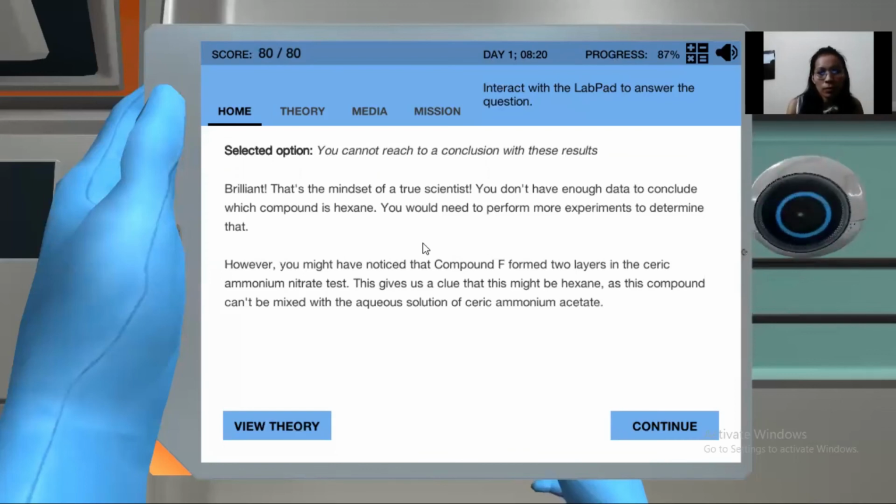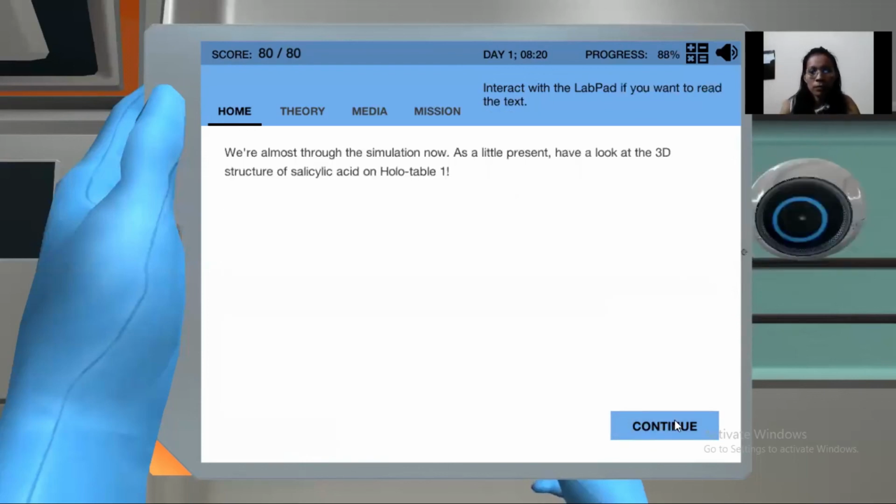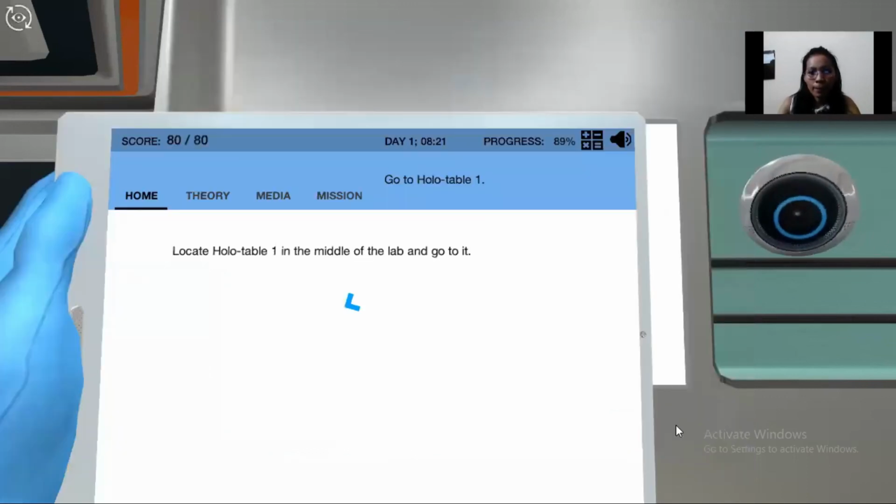However, you might have noticed that compound F formed 2 layers in the ceric ammonium nitrate test. This gives us a clue that this might be hexane, as this compound can't be mixed with the aqueous solution of ceric ammonium nitrate. We're almost through the simulation now. As a little present, have a look at the 3D structure of salicylic acid on Hollow Table 1. Go to Hollow Table 1.